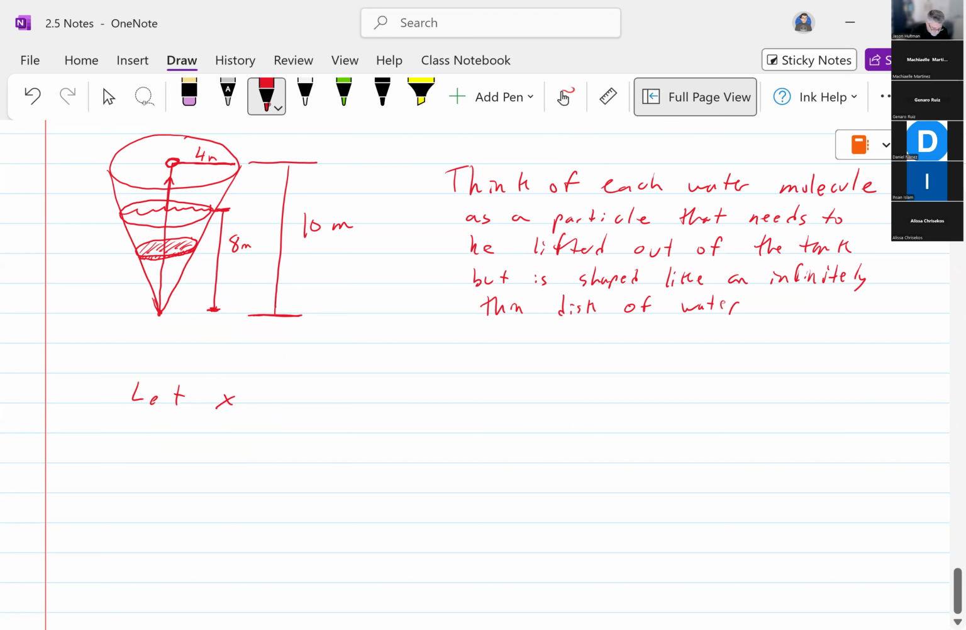Let x equal the distance to the top of the tank for any given particle.